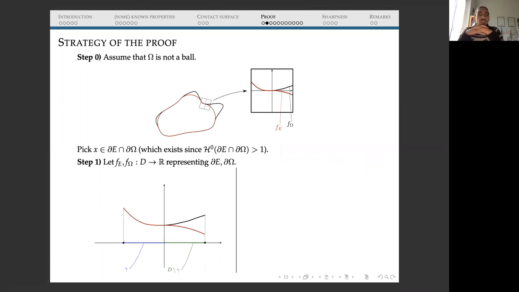So let's start with the strategy of the proof. The first thing you do is assume that omega is not a ball. And the reason is, if omega is a ball, then the contact surface is the full boundary of omega. So the bounds are trivial. So you have immediately the bounds you want. So you can, without loss of generality, assume that omega is not a ball. And this is a very important point. Then you localize yourself and pick a point in the intersection. You take the graph representation. So f_E represents the boundary of E and f_omega represents the boundary of omega.